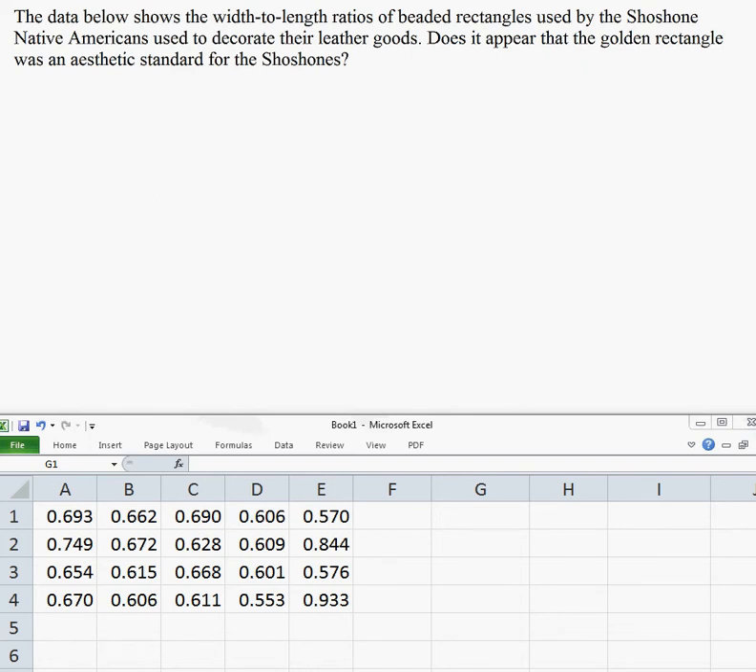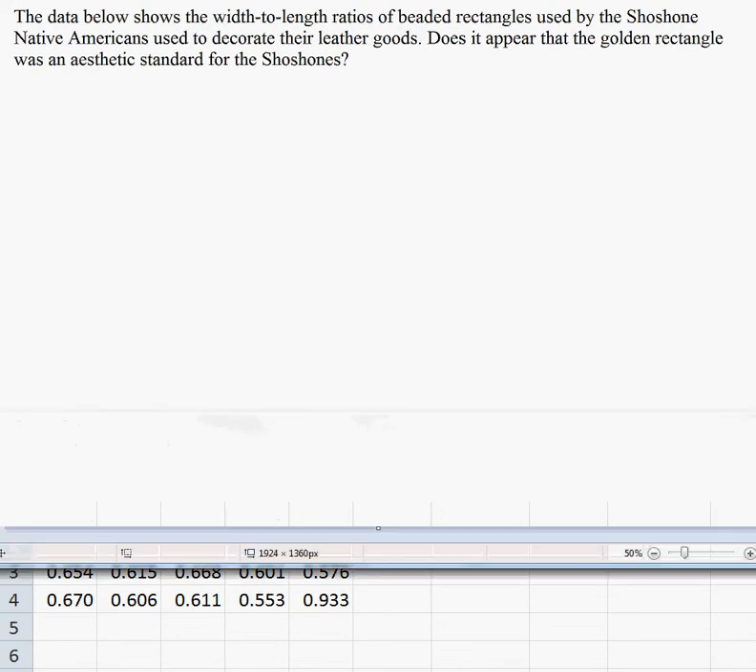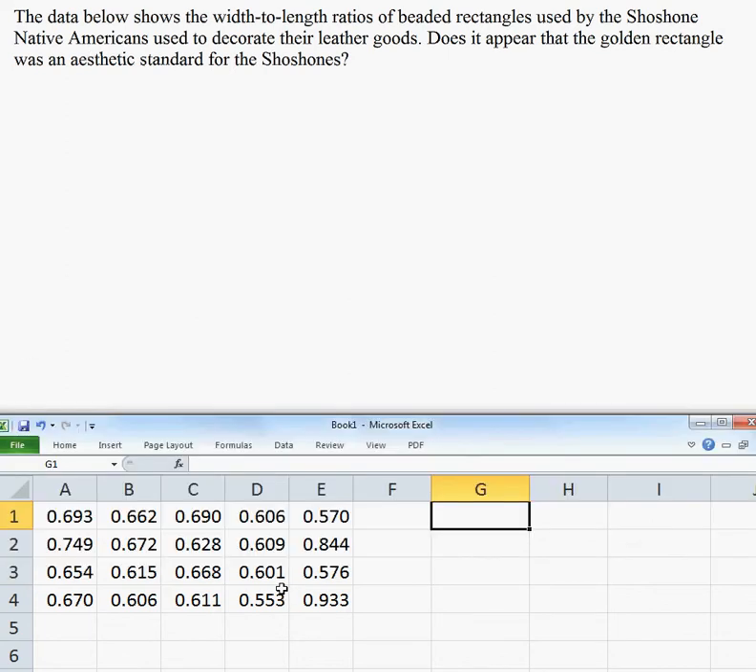Let's now talk about this problem concerning the t-test. The data shows the width to length ratios of beaded rectangles. Doesn't it appear that this data follows the golden ratio, which was an aesthetic standard in Western Europe, for example in the Mona Lisa, in the architecture of the Cathedral of Notre Dame, and other places.